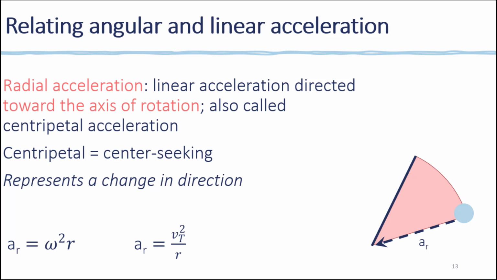There are two formulas to define radial or centripetal acceleration. The first uses angular velocity. So here, the radial acceleration is the square of the angular velocity times the radius. The second equation uses tangential or linear velocity. So in this case, radial acceleration is the ratio between the square of the tangential velocity and the radius.